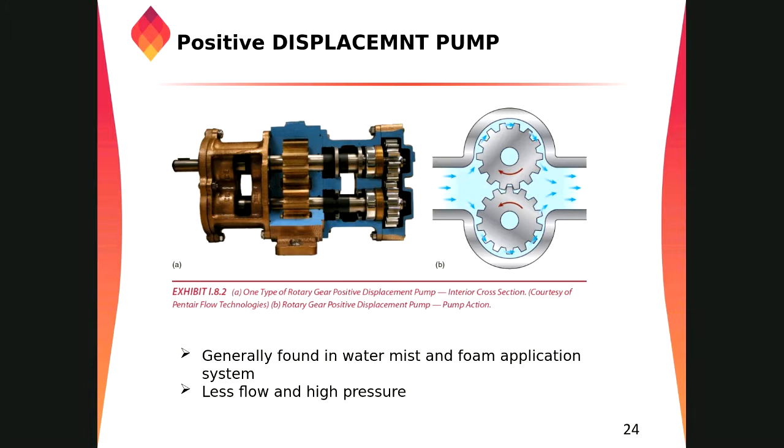And the last one is the positive displacement pump. The positive displacement pump, as I discussed in the beginning, is most commonly found in water mist applications or foam applications, where we have low flow and high pressure requirements. They take a fixed amount of water in each cycle and increase the pressure. The flow is very low and the pressure is very high.